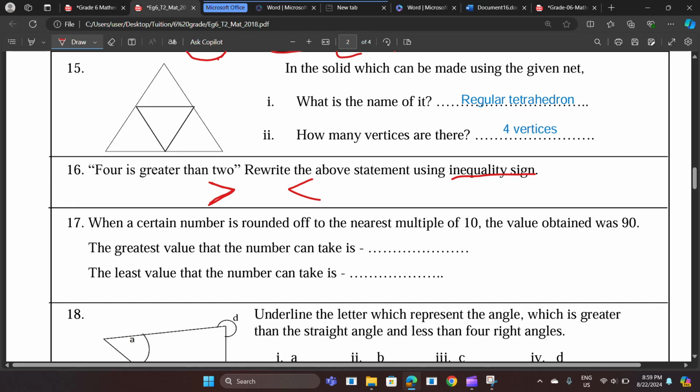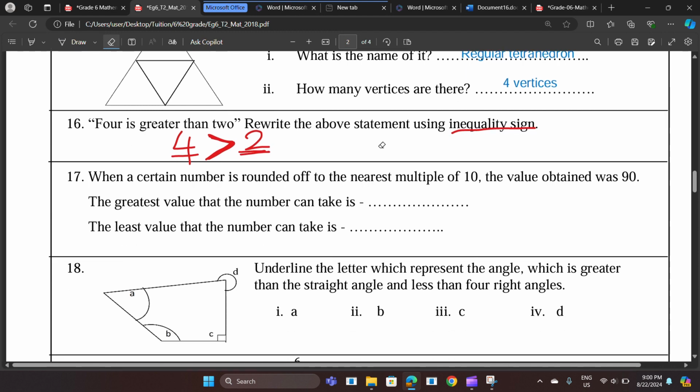I told you that we write the big number on the open side. We write the big number here and the small number here. Big number here and small number here. Okay. So 4 is greater than 2. So we write this as 4 is greater than 2. This is the answer. Okay.